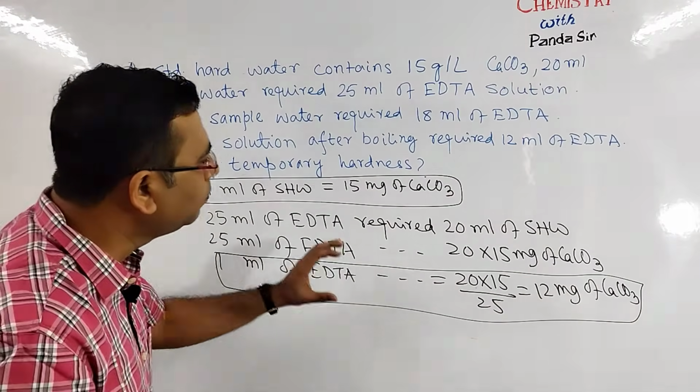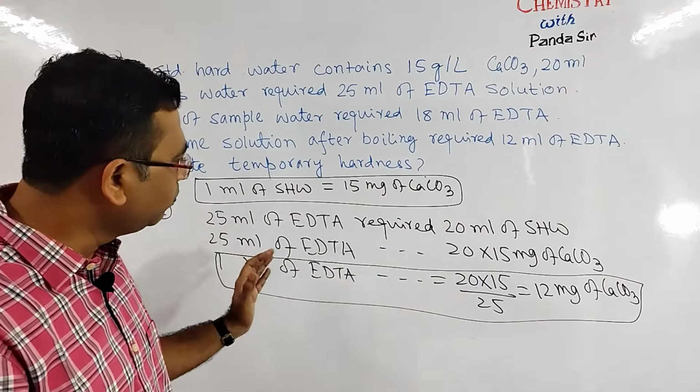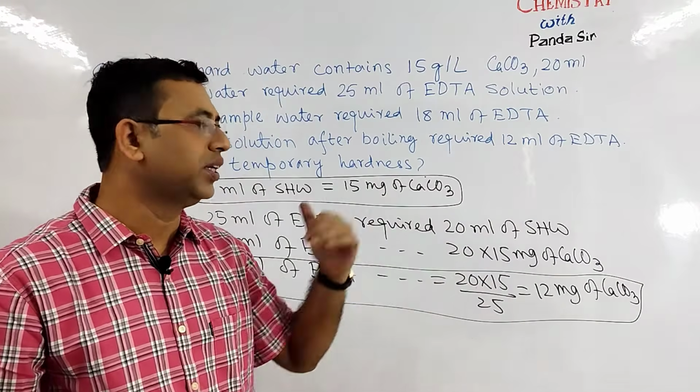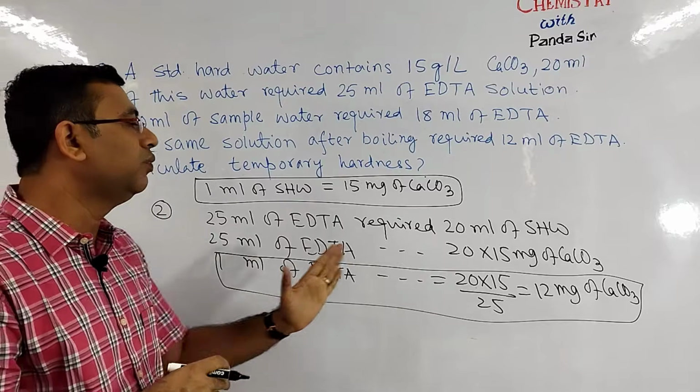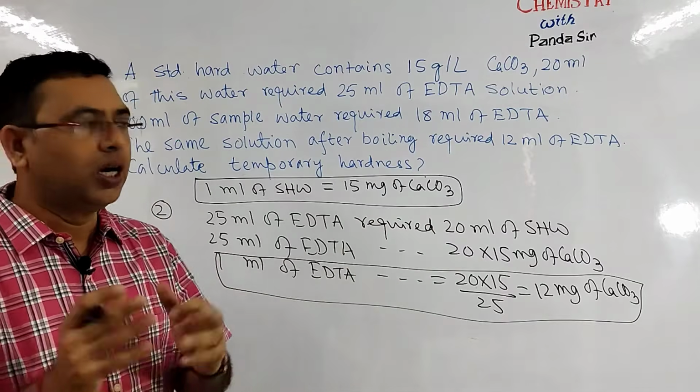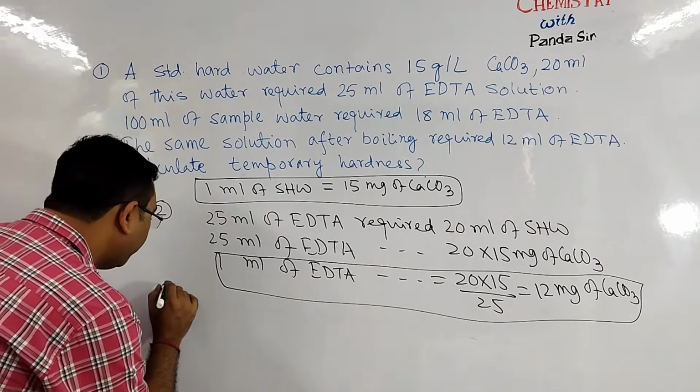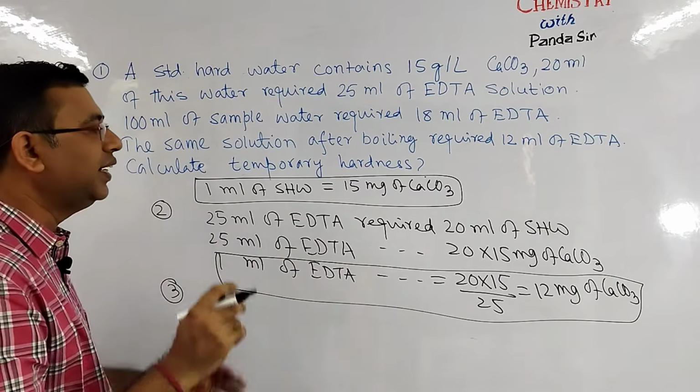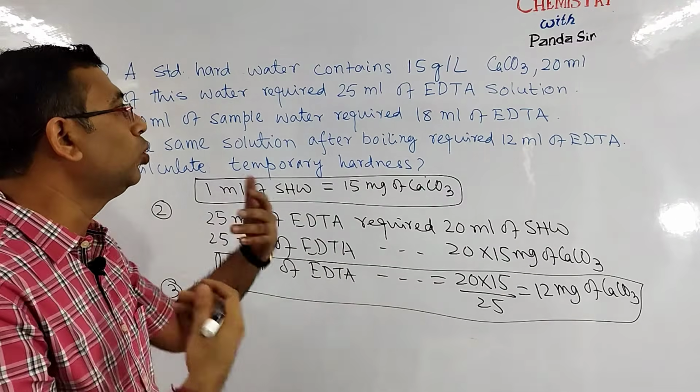See how simply we can do it. By following one simple step, we can easily find out that 1 ml of EDTA equals how many milligrams of calcium carbonate. Now we go for step number 3, and that is the main thing. You have to calculate the total hardness.